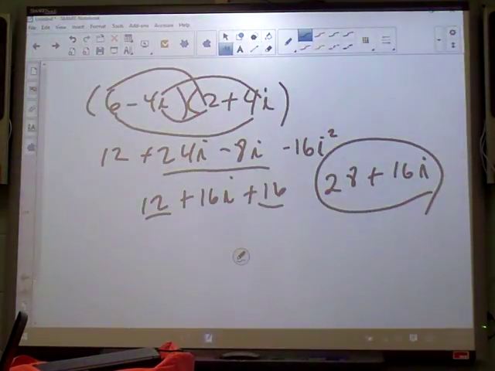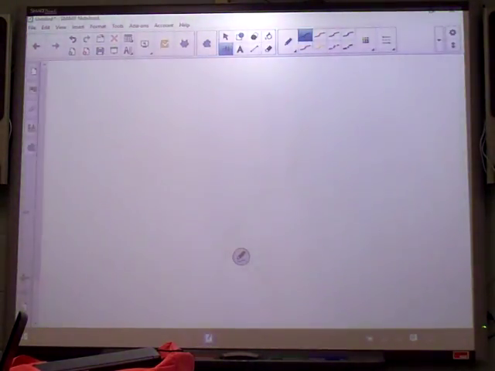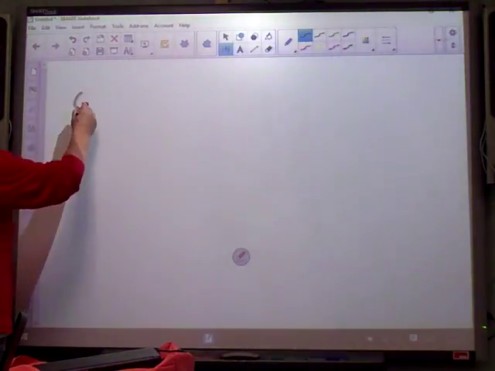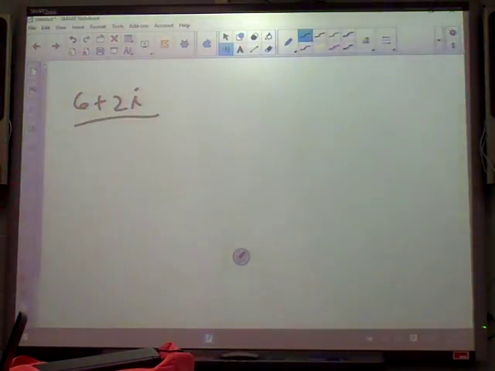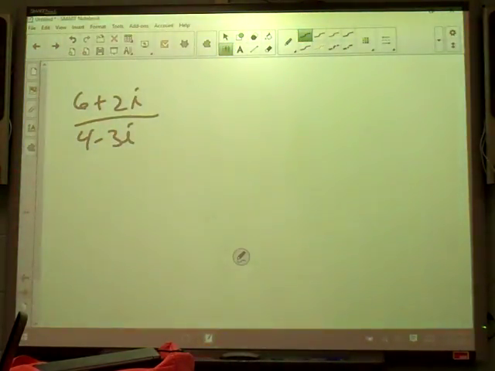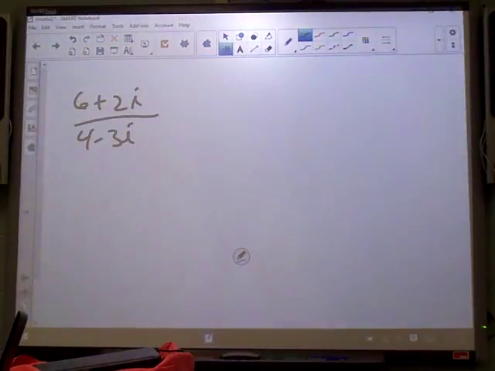Alright, so we've had subtract, multiply. What would be next? You're right, division. This one says 6 plus 2i divided by 4 minus 3i. Like it is, you can't simplify that any. Somebody might say, well, on the top you could factor a 2 out, and you could, but that wouldn't do me any good because I still wouldn't be able to cancel anything, because it's got to be the whole thing or nothing. So I really can't do anything like that.